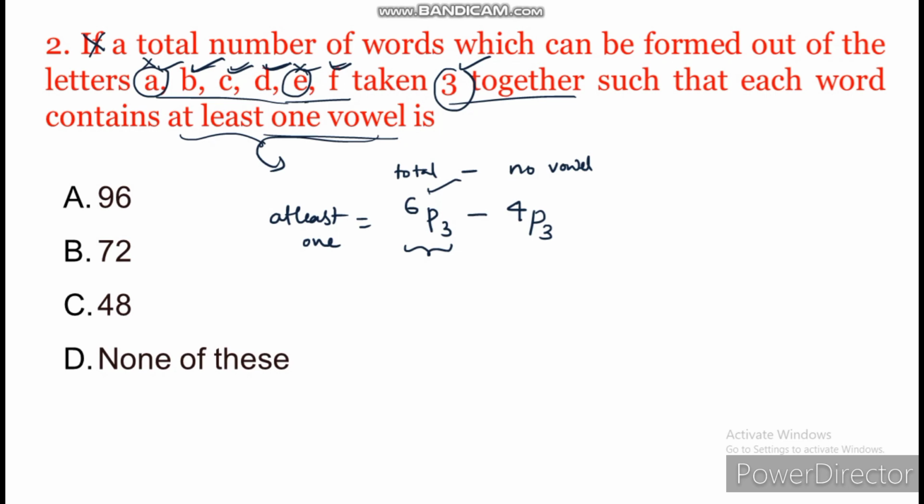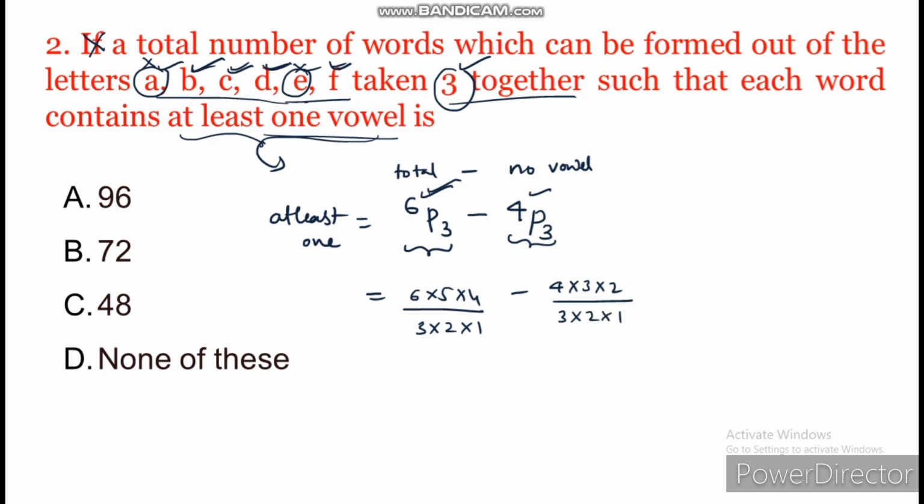Right? So these are the permutations which do not contain a vowel at all. So total minus no vowel, you'll get what? At least one vowel. 6P3, 6 into 5 into 4, minus 4P3, 4 into 3 into 2. See, I told you how to solve this, right?